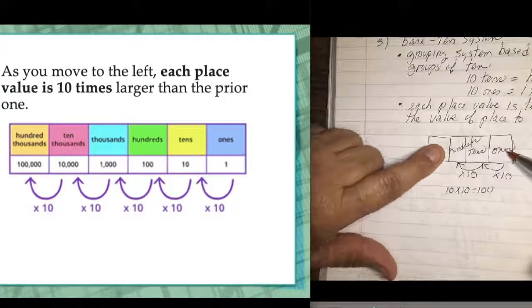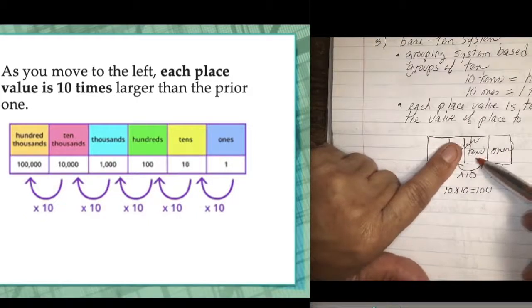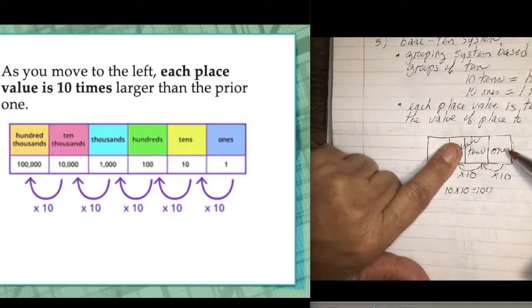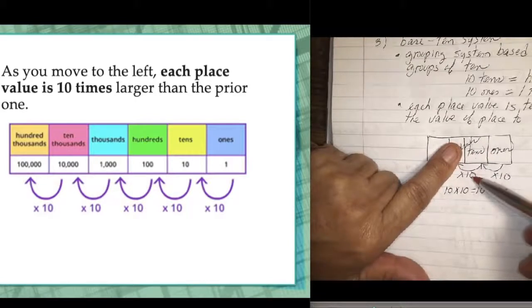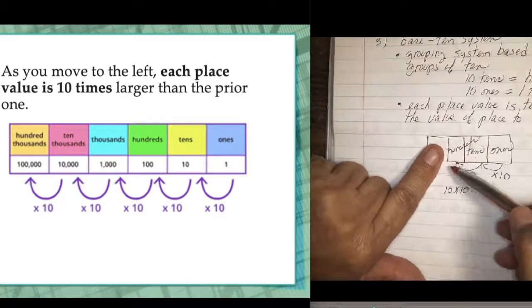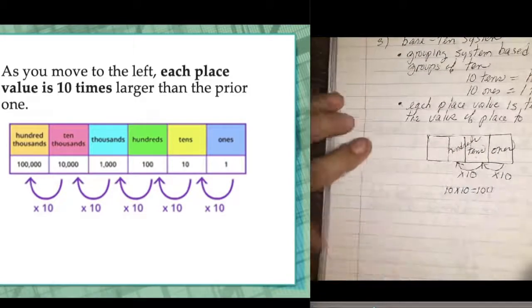Let's look at our ones. The tens is larger than my ones. If I multiply 1 times 10, I get 10. 10 times 10, I get 100. 100 times 10, and so on.